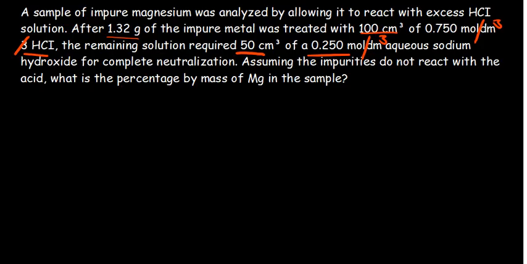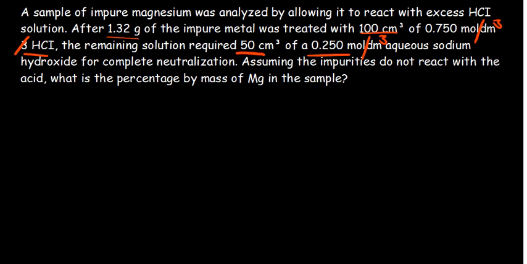What an interesting question. I love it. So we've been given the mass of the impure metal, and we are getting it to react with hydrochloric acid that is in excess. So this is back titration. That is all you get to do. So how do we get to handle such a question?